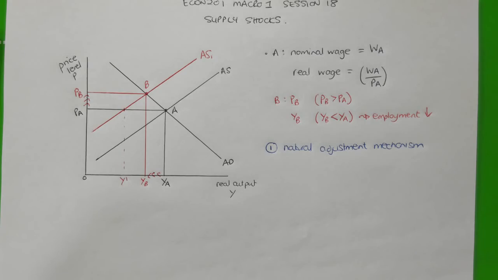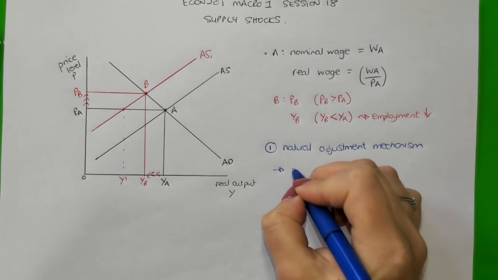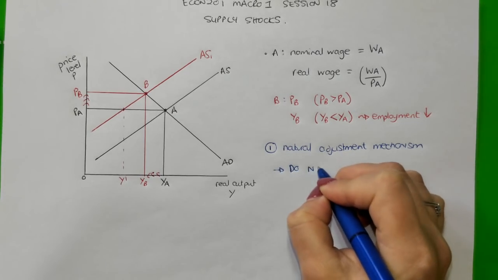If the government and the Reserve Bank decide not to interfere, not to do anything, it is possible that, provided there are no additional shocks to the system, the economy could adjust back to full employment, or back to the original level of output, all by itself. So a natural adjustment mechanism basically means do nothing.